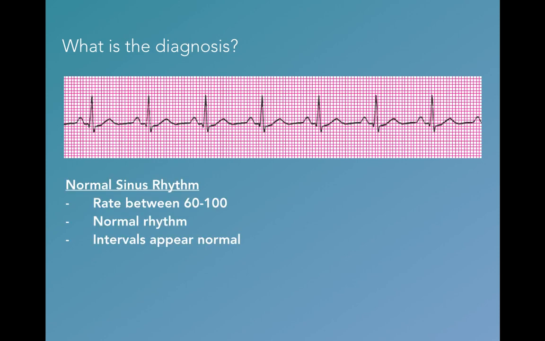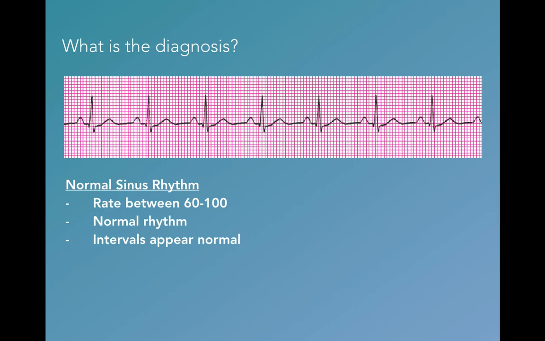So this is normal sinus rhythm, right? The rate is between 60 and 100. It's kind of hard to see exactly where the box starts, but I would say it's about 75 beats per minute. It's a normal rhythm. If you used calipers or you decided to check the 300, 150, 100 for each one of these, you would find that they're all the same. And the PR intervals, the QRS, and the QT all appear to be normal.